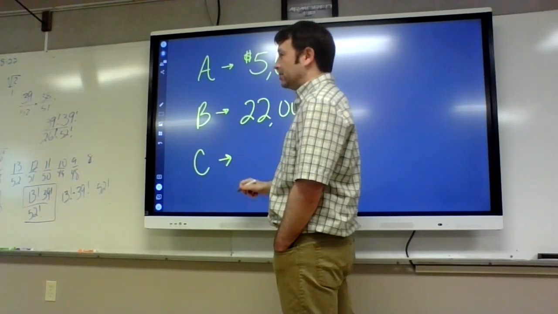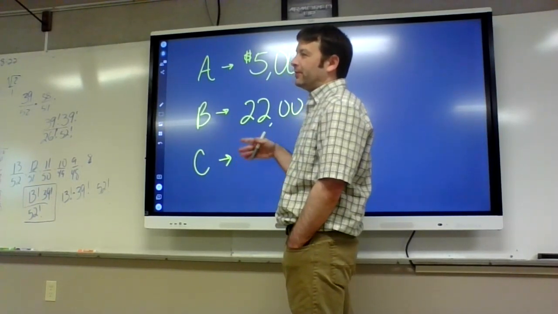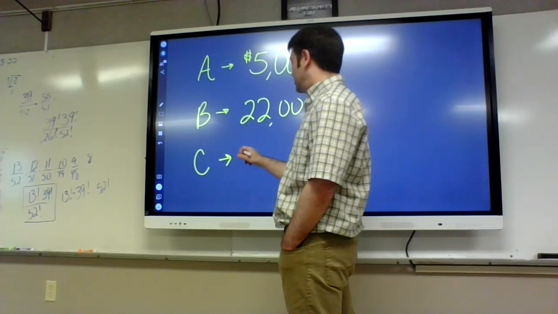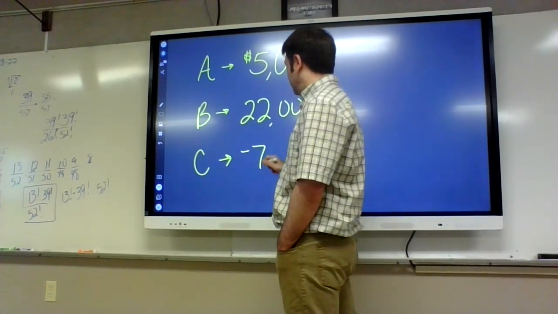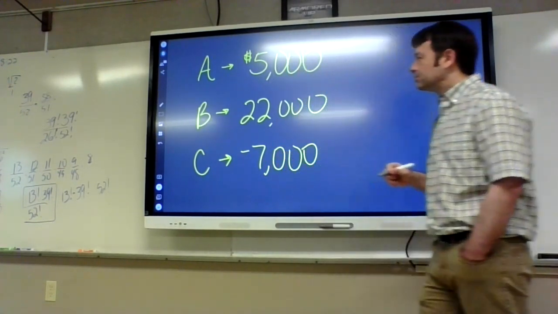In terms of profit, yeah, profit. Well, revenue and profit. So I've already figured in the total and cost. Restaurant C makes a $7,000 loss. That's Simple Simons.